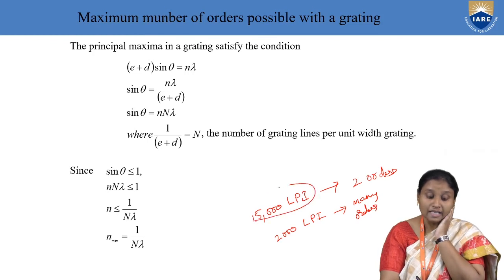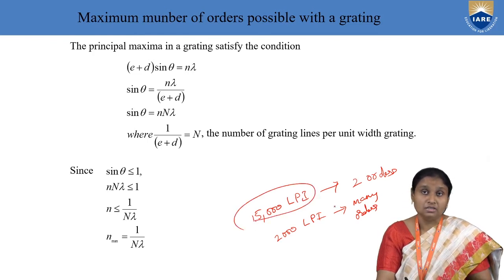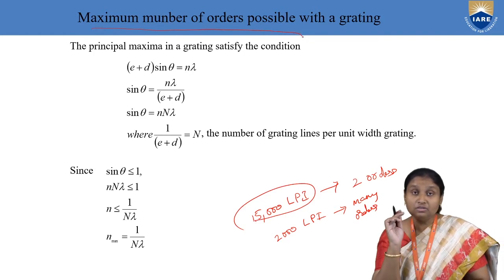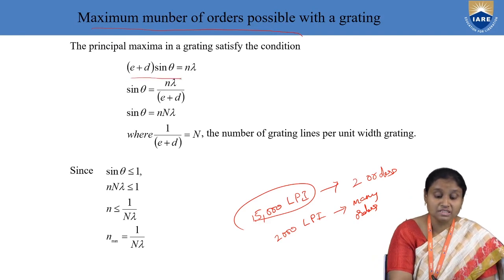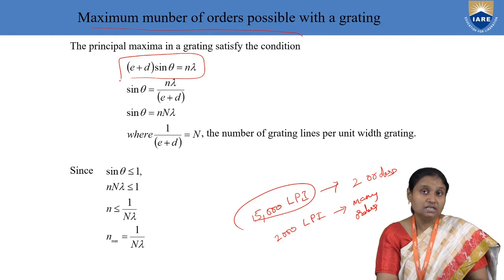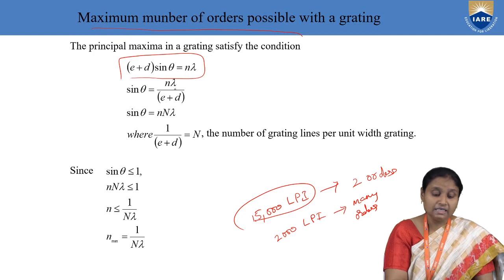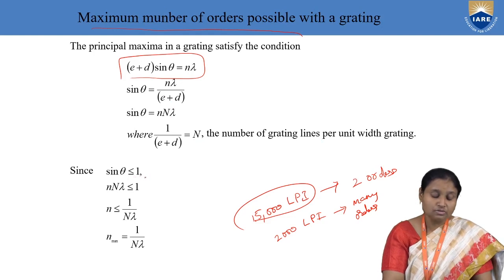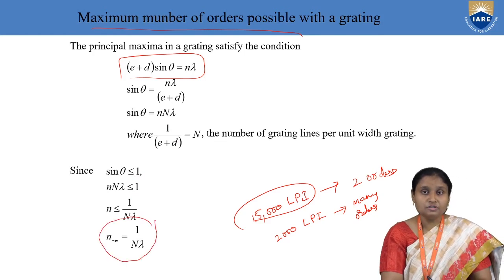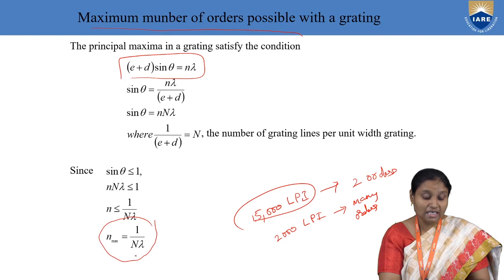It depends on lines per inch, and also on one more factor. The maximum number of orders seen on the screen because of a grating depends upon 2 factors. What are those 2 factors? It comes from the condition for principal maxima that we derived: (e + d) sin theta equals n lambda, so sin theta is n lambda over (e + d). And we know that 1 by (e + d) is capital N, the number of grating lines per unit width of the grating. And we know that sin theta is always less than or equal to 1. Therefore N n lambda should be less than or equal to 1, so the maximum number of orders possible is given by 1 by N lambda.